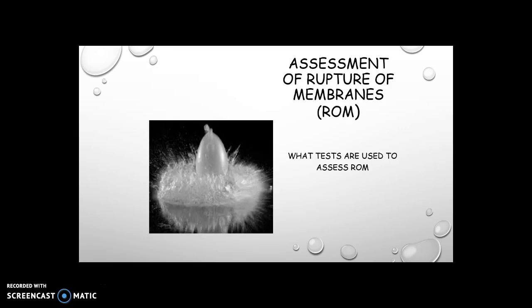So once her membranes rupture, all of a sudden she's like that little girl that we saw in the first video. She's hanging out and all of a sudden her membranes rupture. There are some tests that we use to assess rupture of membranes if she's in the hospital. There's something called spontaneous rupture of membranes and artificial rupture of membranes. Spontaneous is when it just happens, and it could be a gush or it could be a trickle.